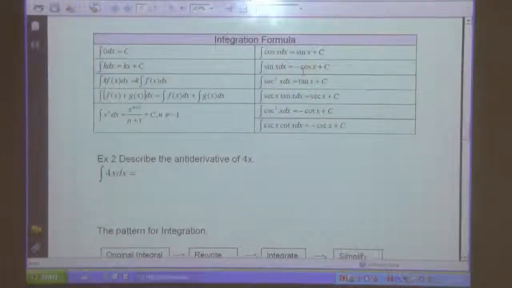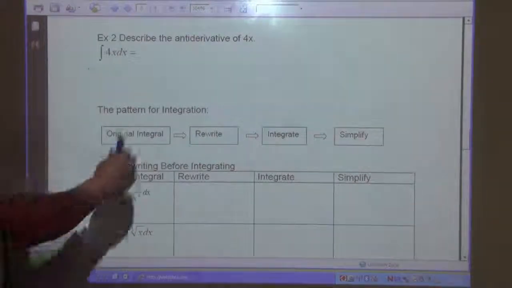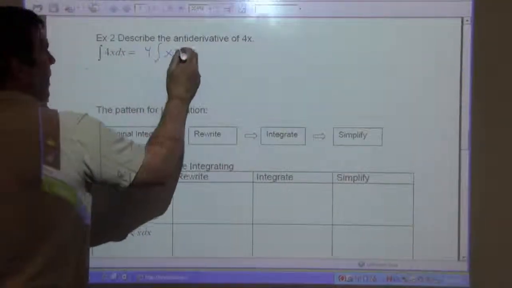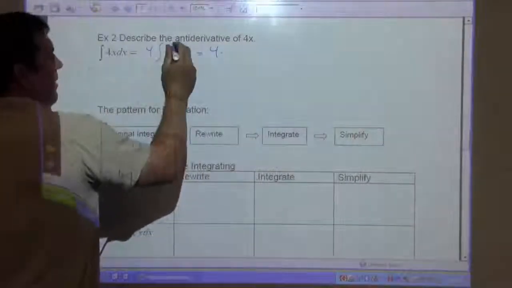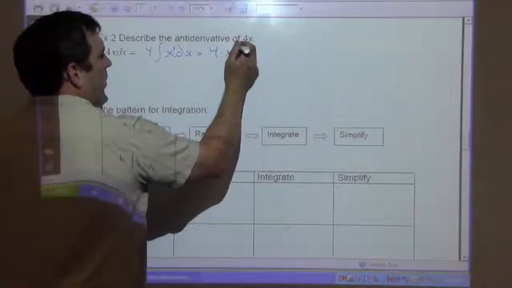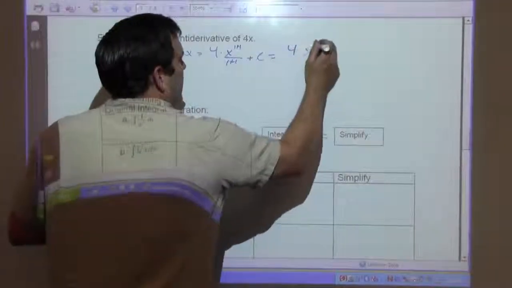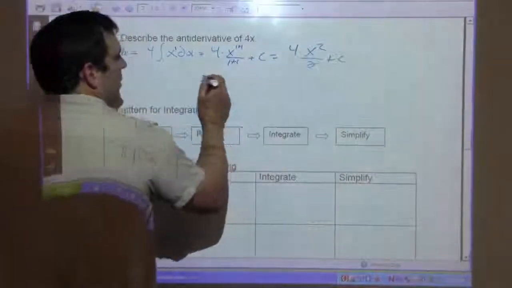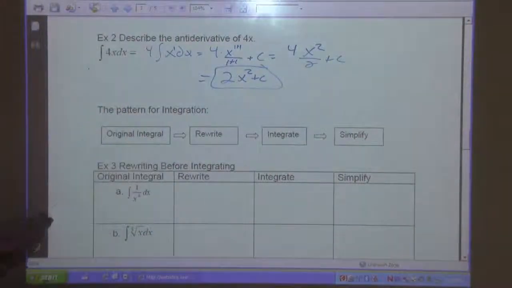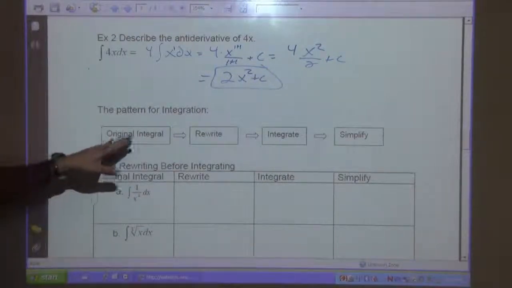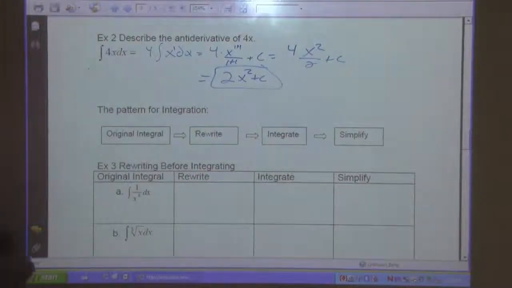So example 2 says describe the antiderivative of 4x. Well, that's going to be 4 times the integral of x dx. That's going to be 4 times what? This has a power of 1. So it'll be x to the 1 plus 1 divided by 1 plus 1 plus c. It's 4x squared over 2 plus c, which is 2x squared plus c. Okay, so the pattern for integration: you have the original integral, you rewrite, you integrate, you simplify as needed.